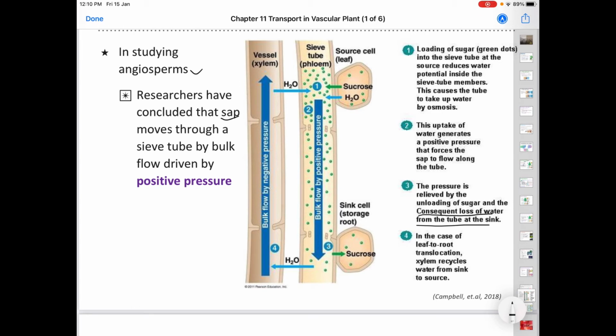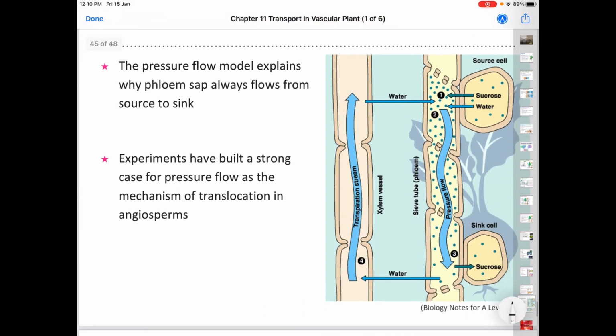In the case of leaf to root translocation, xylem recycles the water from sink to source. The pressure flow model explains why phloem sap always flows from sources to sink. So this is about the pressure that is already inside the phloem. This pressure arises from the concentration of the sucrose inside the sieve tube.